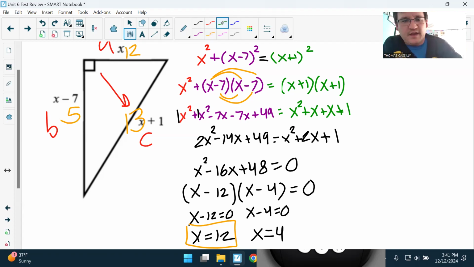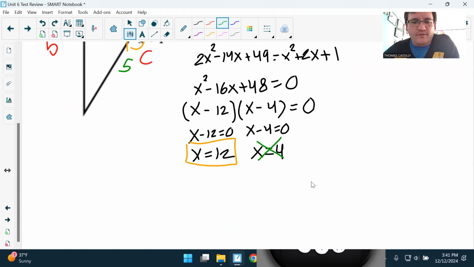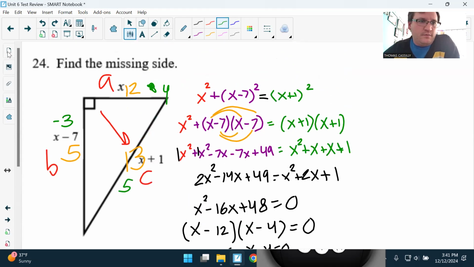Let's look at x equals 4. 4 plus 1, well, that gives me a 5. No problem. This is a 4 up top. But if we look on the left side, 4 minus 7 gives us a negative 3. All right, and that means we have a side length of negative 3, and that doesn't make any sense for this problem. So that's just something we have to be aware of. So don't erase the x equals 4. Just put an x through it. It's fine. And that one's done.